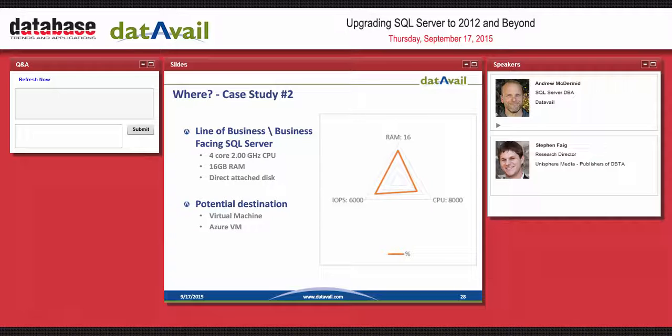Here's another real-life fake example. Case 2, we have a smaller line of business kind of server. Resource space is also pretty well used, but since it's such a smaller footprint, it's maybe a better candidate for virtualization.